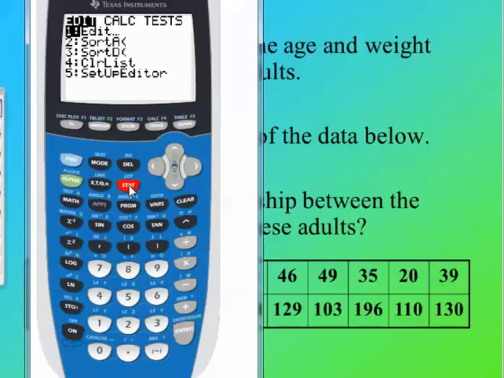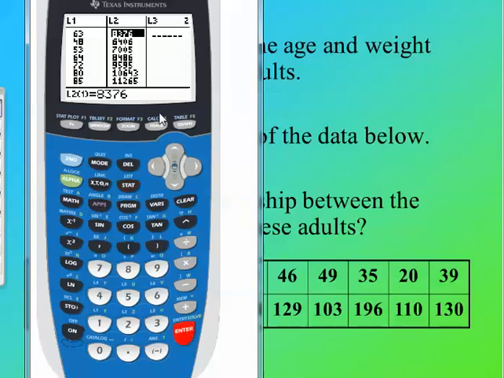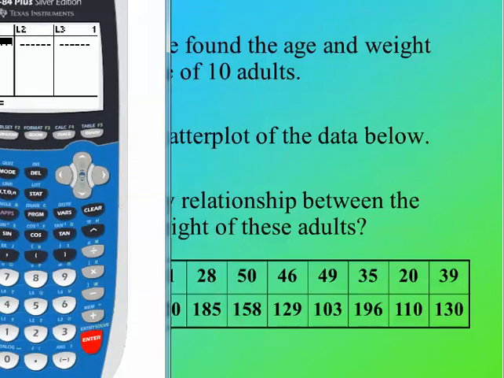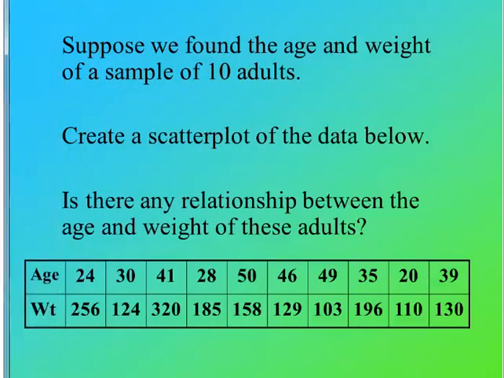So we're going to press stat, and we're going to press enter, and we're going to enter this data in. I'm going to go up here and erase this data. Clear. And clear. So you know how to clear data out. So we're going to enter this data in. I got to move my calculator over here to the side so I can see everything, but I'm still just entering the data in. Okay, 24, 30, 41, 28, 50, 46, 49, 35, 20, and 39.